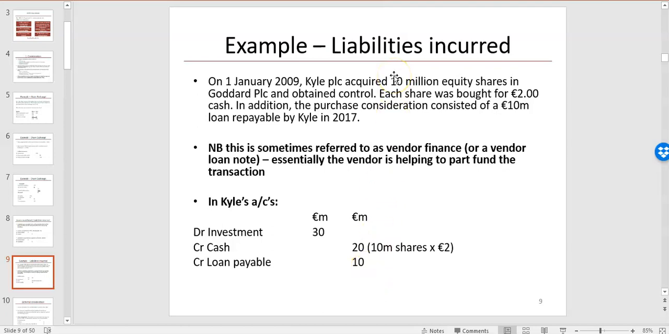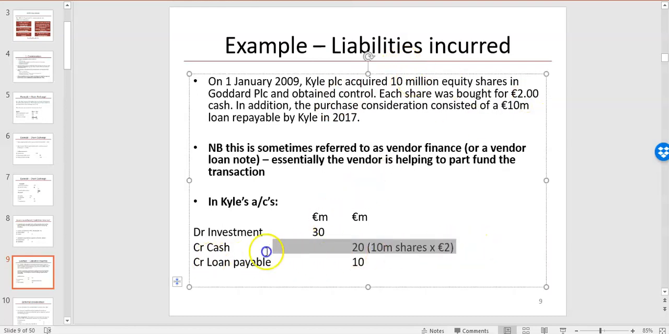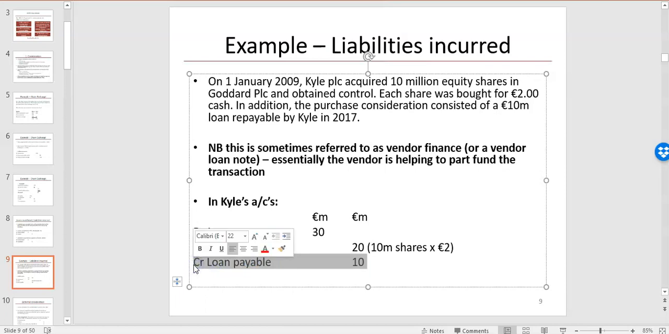So when you're looking at how much you paid for the 10 million, you're saying it's 10 million shares at €2 each, which is paying cash 20 million, credit cash or credit bank, and you're also taking on a loan. So you now have a loan that's payable to Kyle, credit loan 10. So all in all, you have an investment of 30 million. And it's that 30 million that you will be using to calculate the goodwill on the acquisition of Goddard PLC.